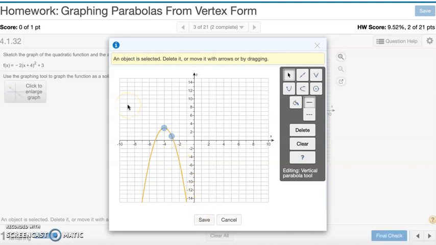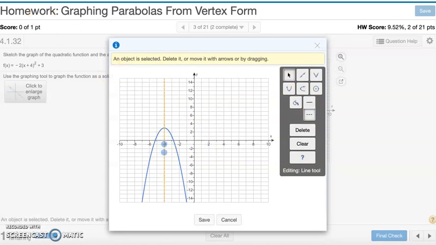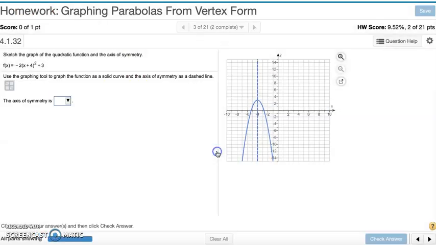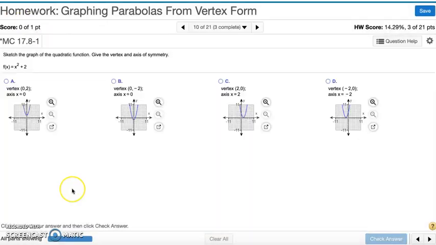Now we've got to graph the axis of symmetry. Now that is the vertical line that goes through the vertex. And they want us to do a dashed line for that. So make sure the line's dashed. So there's the axis of symmetry. So press save, check answer, and on to the next part. Now it wants me to name my axis of symmetry. And it is the vertical line going through x is negative 4. So x equals negative 4 is the equation. And that's number 3.